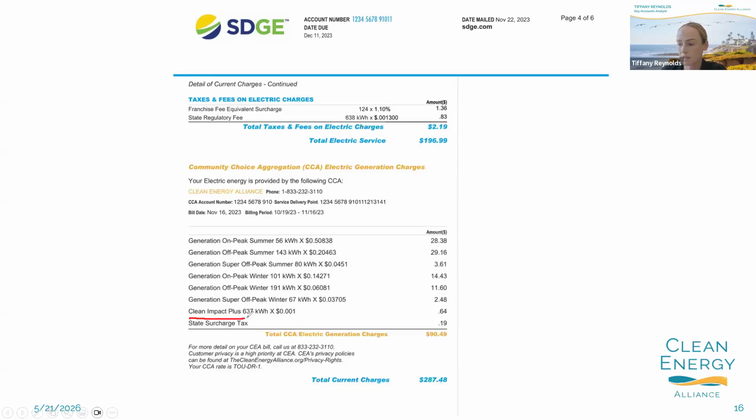So the Clean Impact Plus product has an adder of 0.001 cent per kilowatt hour. If you're a Green Impact customer, you are going to see Green Impact here. And if you've opted down to our Clean Impact product, you won't see this additional line item on your bill. So if you look at your bill and you see Clean Impact Plus, you're on our mid-tier product.